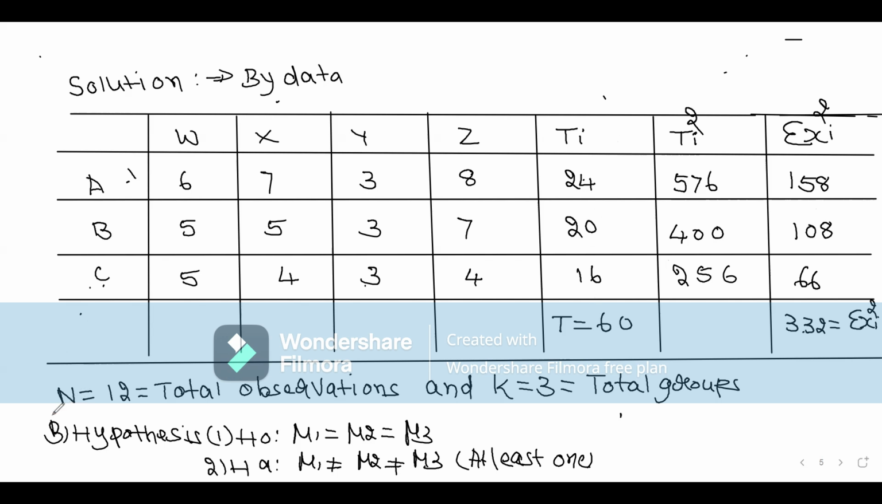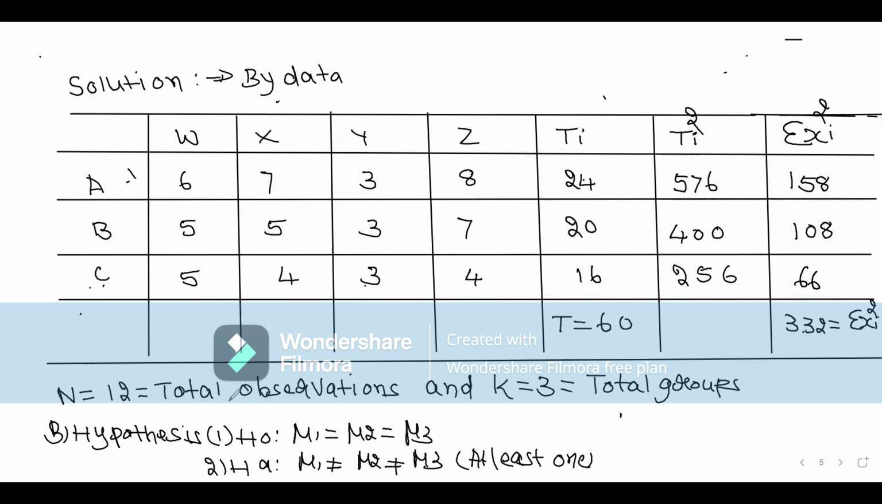Now next, look here, capital N. Capital N means the sum of all the total observations. Total observations: 1, 2, 3, 4, and here 1, 2, 3. 4 into 3, 12 observations are there in the table. Sometimes it may be 20, sometimes it may be 24, depending upon the question. Okay, then K, the groups. Look here, A, B, C, 3 groups. Total groups are 3.